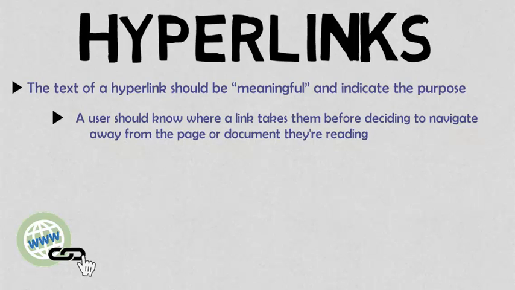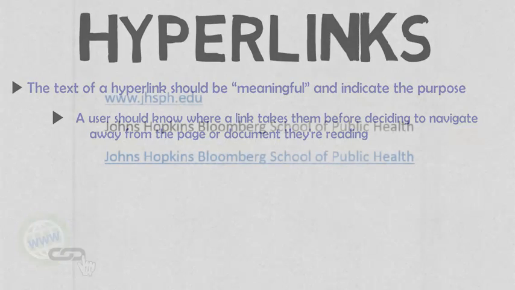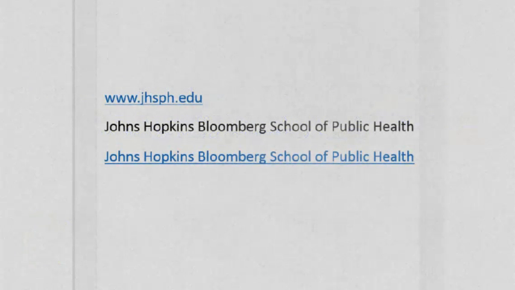In other words, anyone interacting with a document or page should know, without having to click and navigate to a new web page or other linked resource, where each link will take them. For example, it would be appropriate to link the words Johns Hopkins Bloomberg School of Public Health to the school's website in an article that discussed the school's engagement with the city, without displaying the actual URL unless the website http://www.jhsph.edu was being included as a citation.